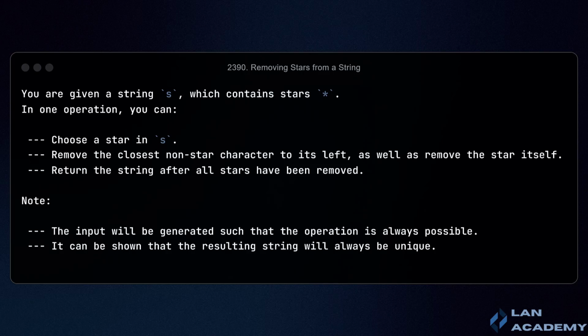If the current character is a star, I remove the last element before it. There is a guarantee that I can always perform the eliminations because there is always at least one regular character to the left of every star character.